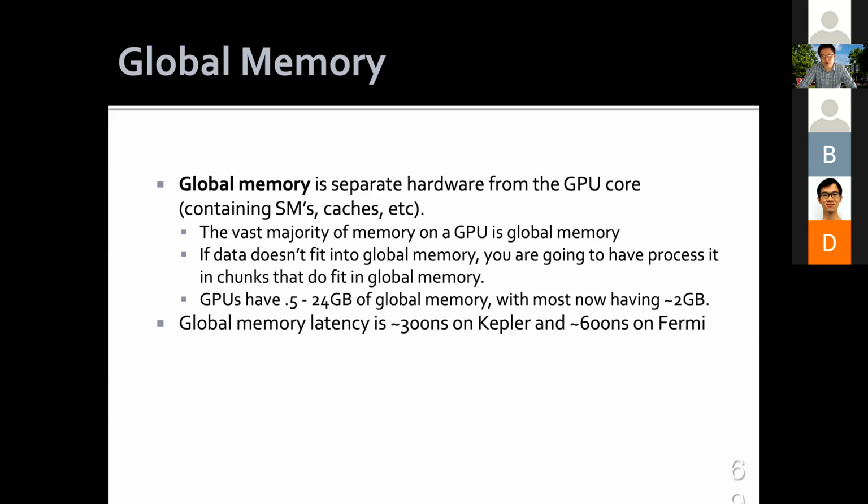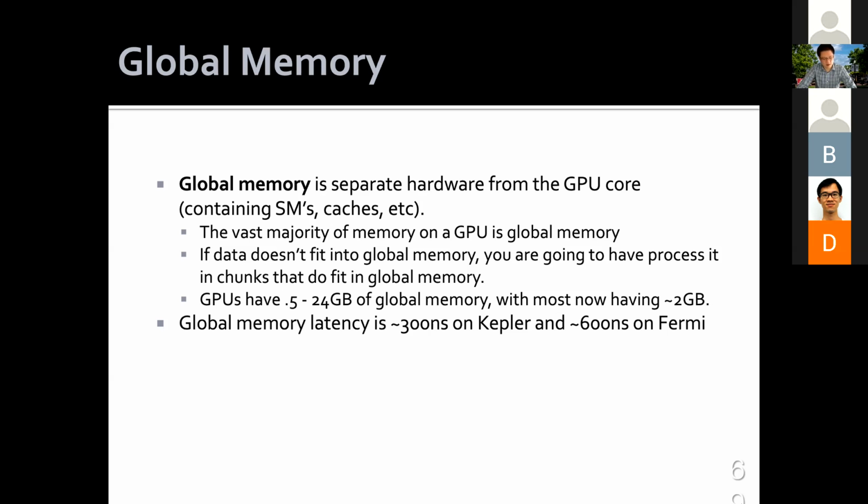So each time you only read several chunks of the data into the global memory and process the data by chunks, okay? GPUs usually have half a gigabyte to 24 gigabytes of global memory. 24 gigabytes can be seen in the market, but it's very expensive. If you search online for the V100 with 24 gigabytes of memory, it would be much more expensive than 12 gigabytes or 8 gigabytes, right?